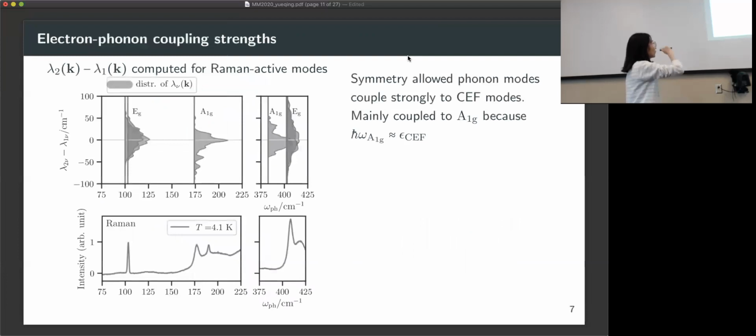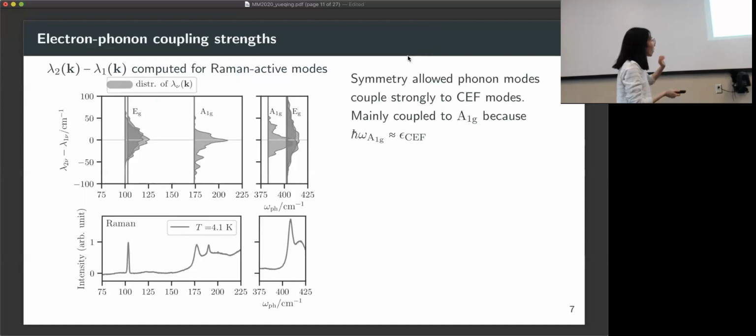Here I'm showing you the CEF phonon coupling distribution for different Raman active modes. The upper panel is just a distribution. The x-axis denotes the phonon frequencies, and the y-axis is the CEF phonon coupling strength in centimeter inverse. Here I'm showing you EG, which is this peak, A1G, which is that right peak, and on the rightmost you have A1G and EG mode.